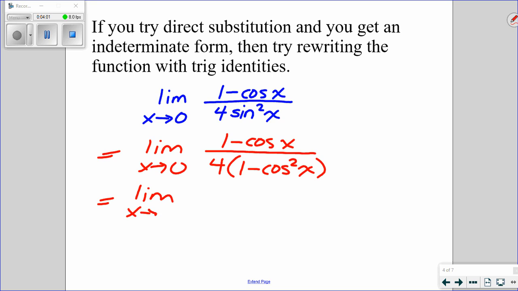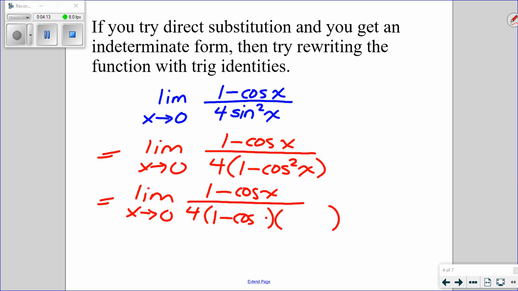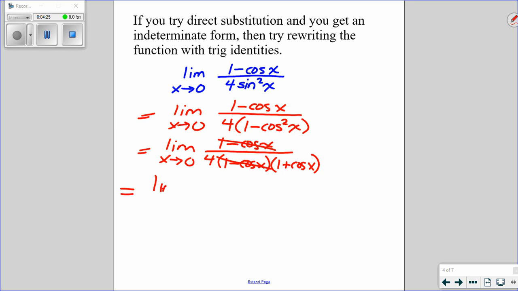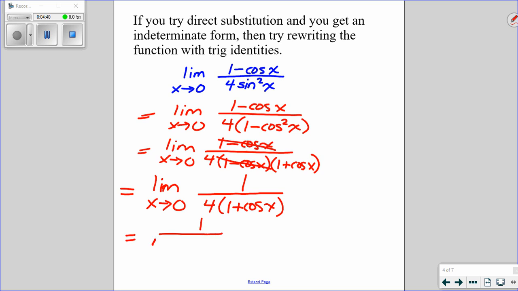So now we have the limit as x approaches 0 of (1 minus cosine x) over 4. And now I'm going to factor the 1 minus cosine squared x into (1 minus cosine x) times (1 plus cosine x). Now that's helpful because we can now simplify. And so this will now become the limit as x approaches 0 of 1 over 4 times (1 plus cosine x). All right, well, let's just see if that helped us. Let's try direct substitution.